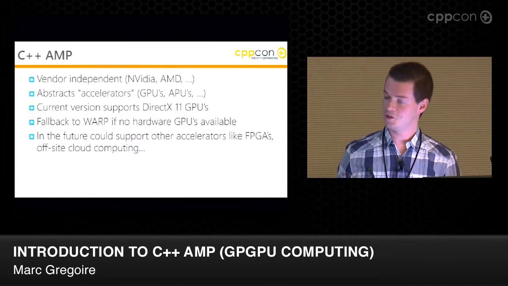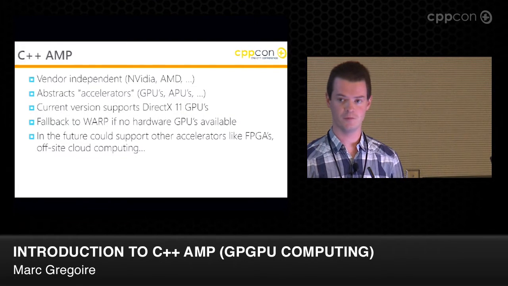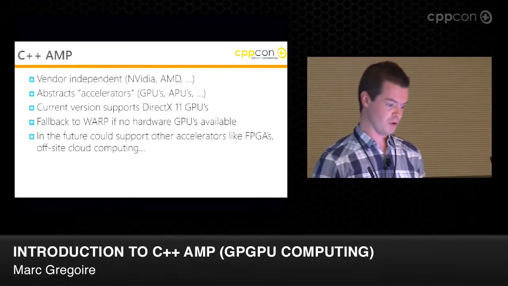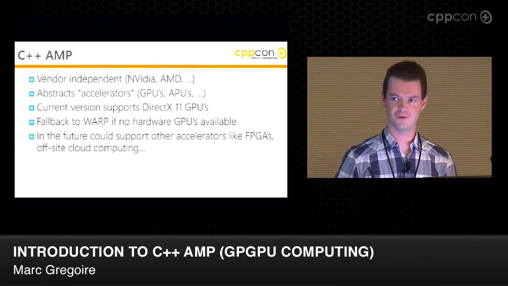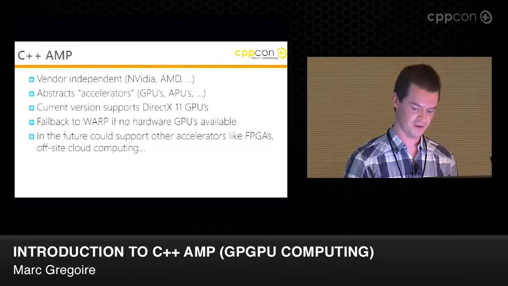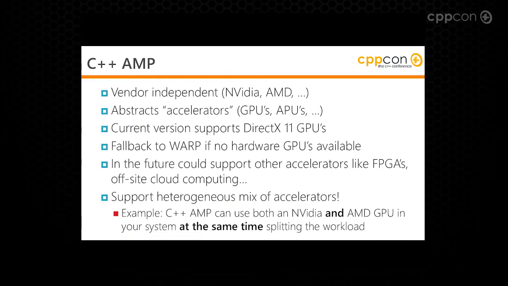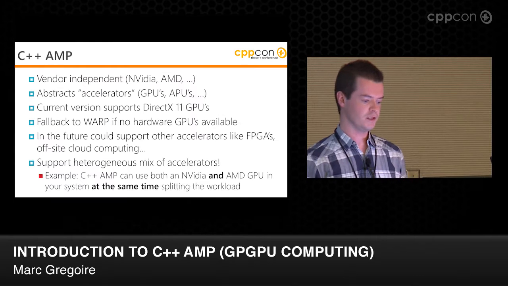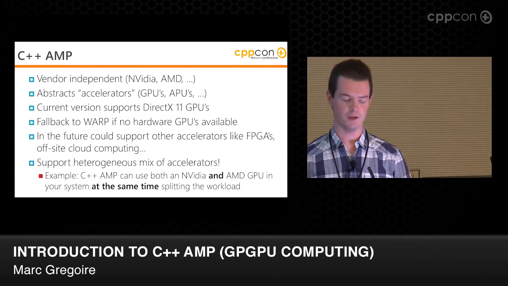And in the future, it's extensible. Who knows, maybe we can accelerate on FPGAs or maybe offsite cloud computing. Of course, then you have quite a cost of uploading it to the cloud, performing the calculation and downloading it again. But all these things could be possible in theory. They also support something called a heterogeneous mix of accelerators. If you have a machine with an AMD GPU and an NVIDIA GPU, then C++ AMP can use them at the same time and distribute the load over both of these accelerators.